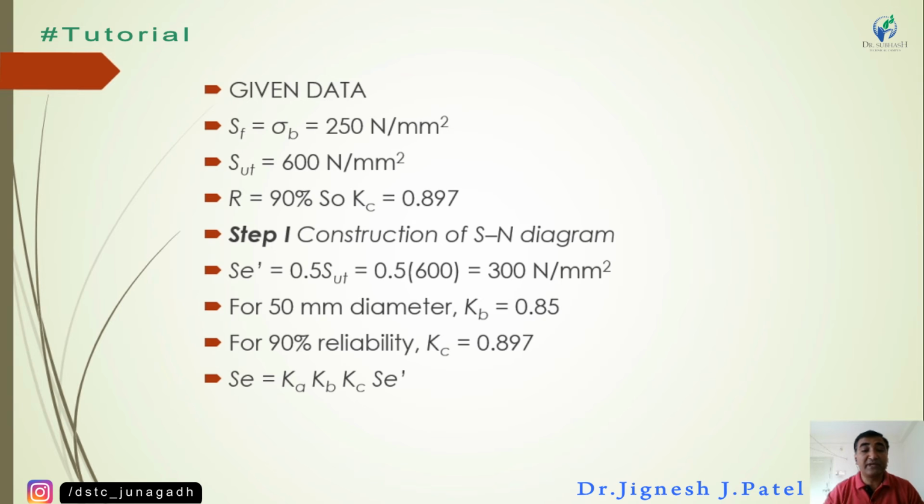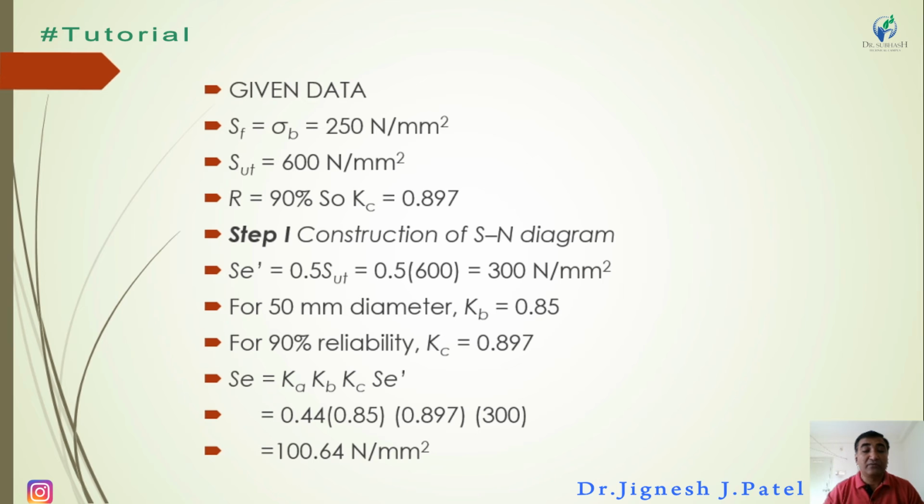Now put the values. Ka is equal to 0.44, Kb is equal to 0.85, Kc is equal to 0.897 and Se dash is equal to 300. So the value of the endurance limit Se is 100.64 Newton per mm square. Now construct the SN diagram.